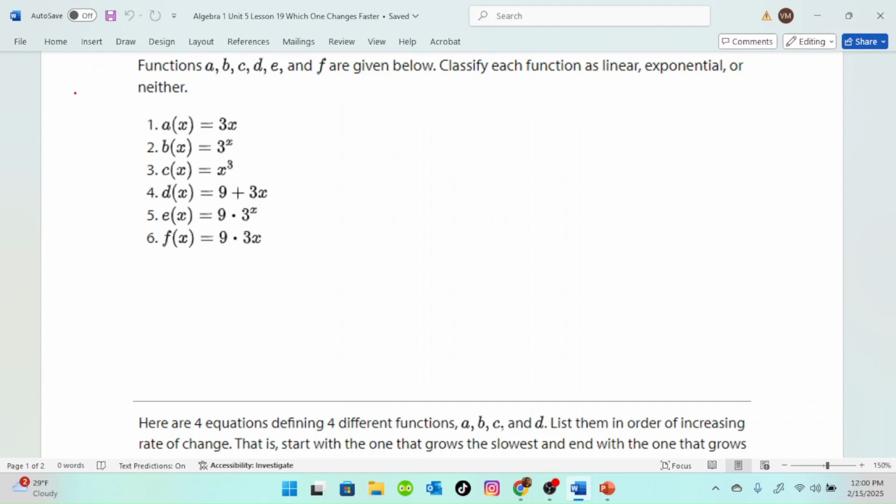Our first practice problem says functions a, b, c, d, e, and f are given below. Classify each function as linear, exponential, or neither. Now, to demonstrate this, I'm going to start off by showing you how to do this in table format. So for number 1, we have x, and we have a of x.